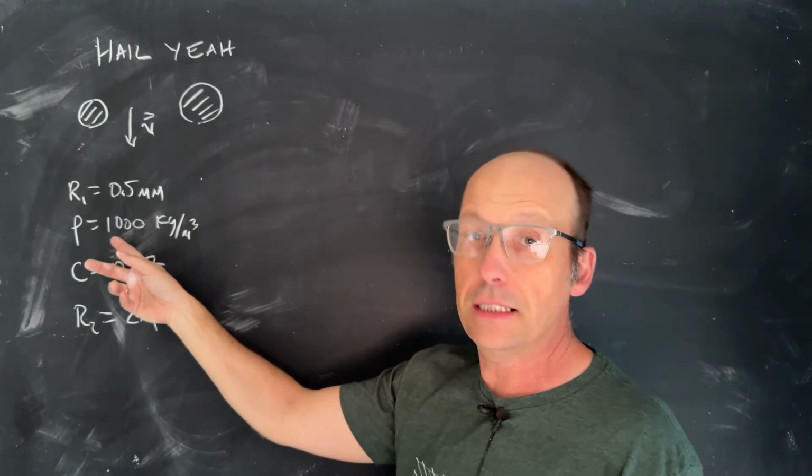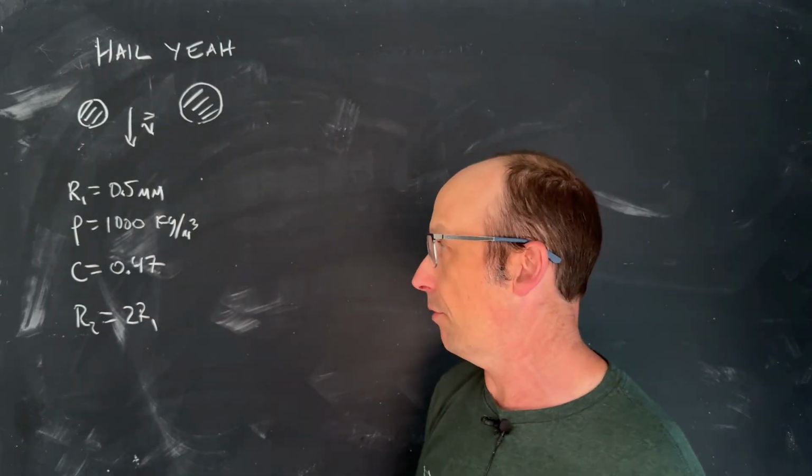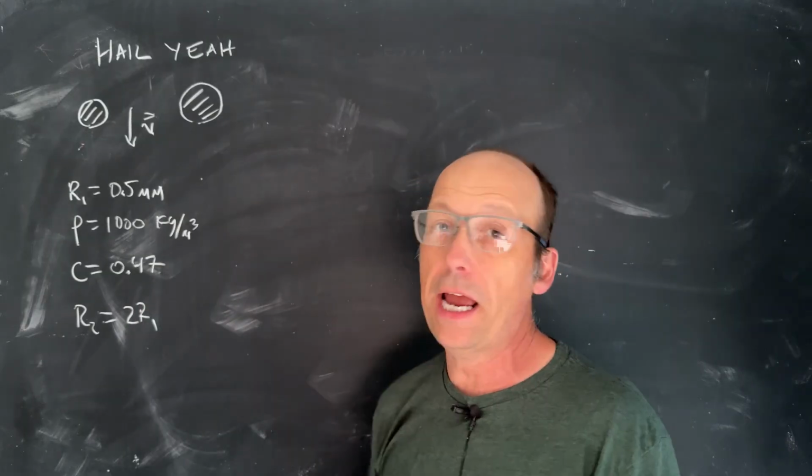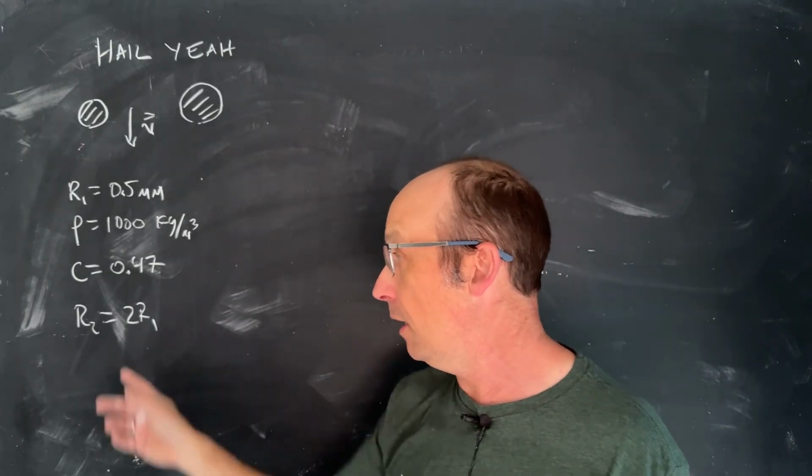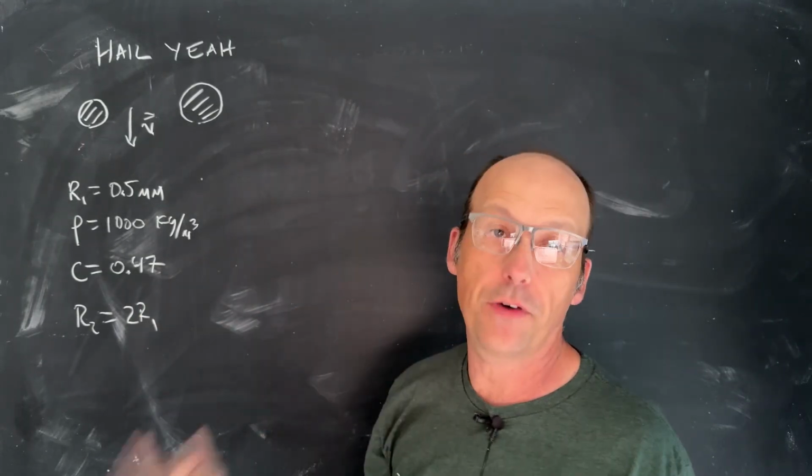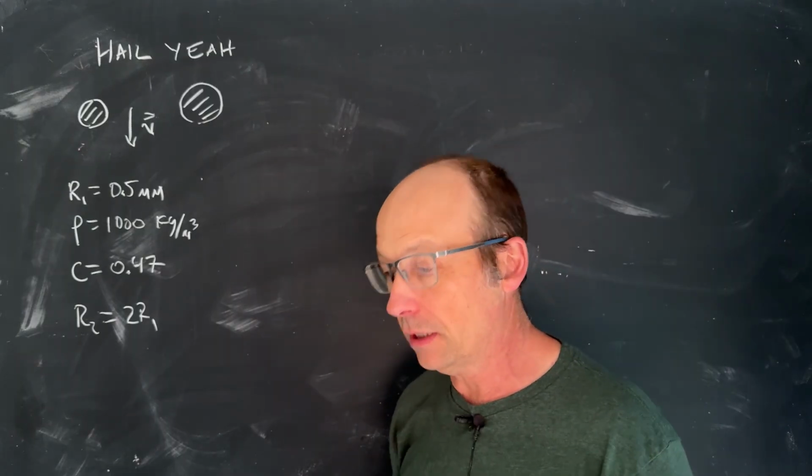And it has the density of water. Let's say it's the density of water, 1,000 kilograms per cubic meter, drag coefficient of 0.47, and then the other one's twice the size. I want to find both of those terminal velocities and we can see what happens.